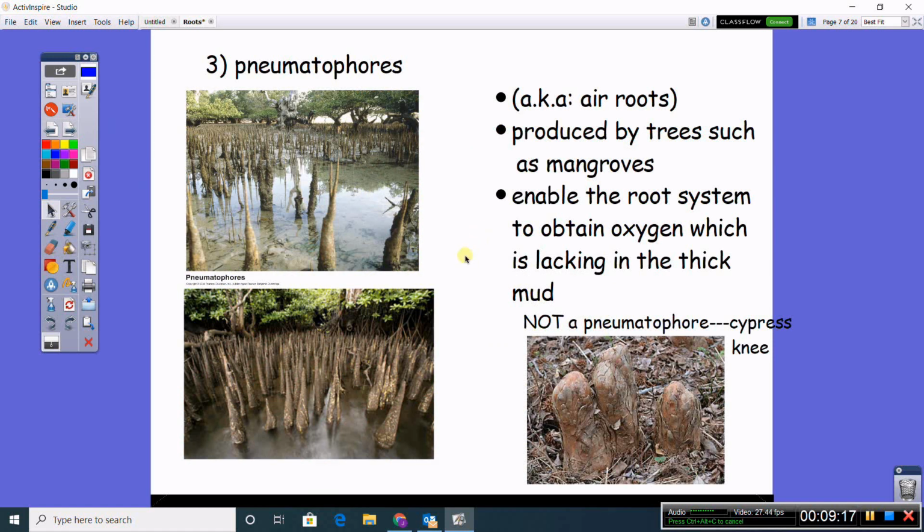Pneumatophores. Pneumatophores are kind of cool. You'd have to be a little more adventurous to go find these, and since we're under quarantine, I don't know that you'll be venturing out to any swamps anytime soon. Pneumatophores are also called air roots. We see these pretty commonly in swampy trees, near mangroves, which we often find in swampy areas. Basically, these are extensions of the roots that come up out of the water, and they often come to a point.